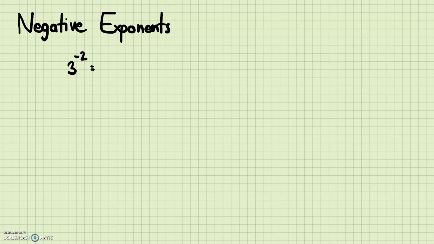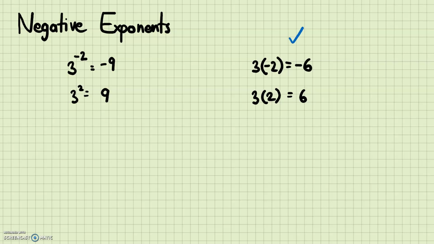Well, some of you might say, since 3 squared equals 9, shouldn't 3 to the negative 2 equal negative 9? And that's a good guess, but this would be true if it was just multiplication. For example, if I'm wondering what 3 times negative 2 would be, then since 3 times 2 equals 6, 3 times negative 2 would be negative 6. And this is okay for multiplication. But for powers, this actually doesn't work.